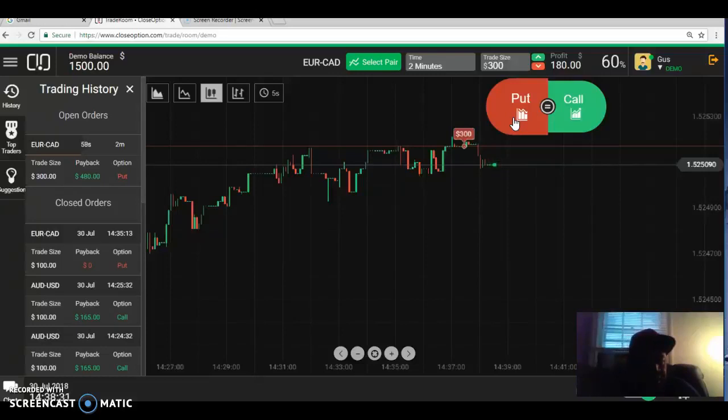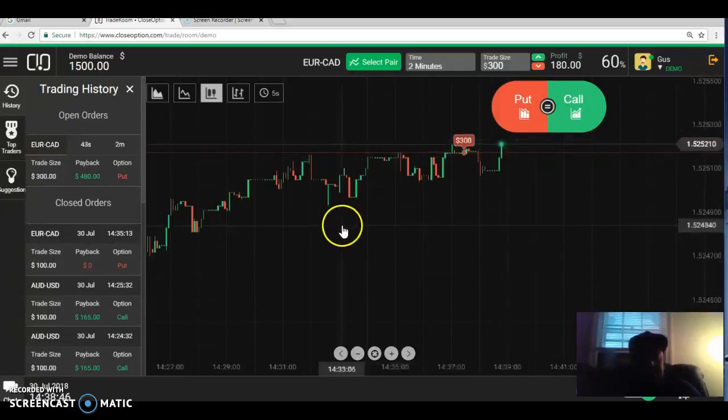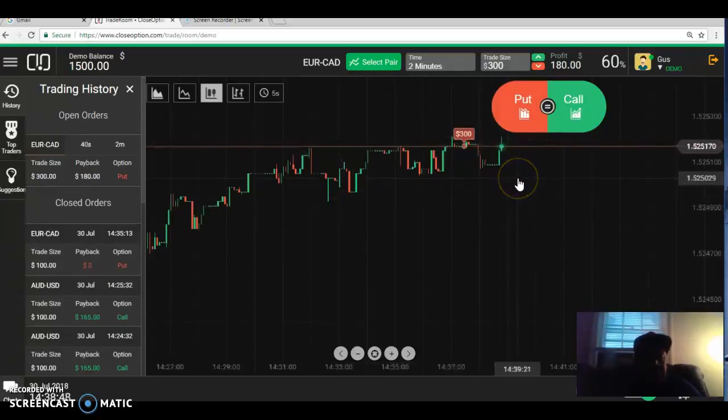And this trade right here, it's all right, we got 555 seconds left. As you can see here, I lost that $100 trade, the Euro Canadian dollar trade. So I hit another $300 trade. So we're going to see how this trade develops.